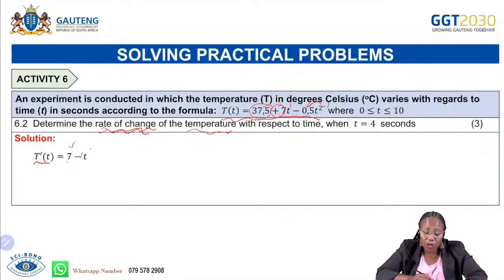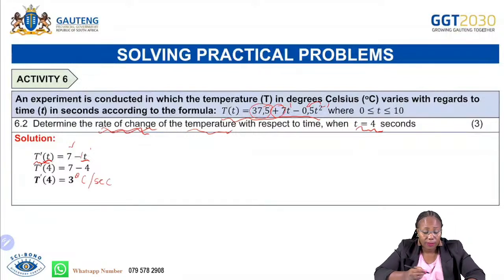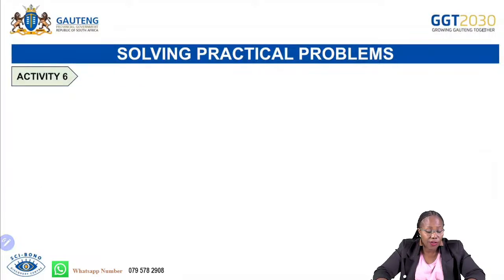When is at t equal to 4 now? We are using this t equal to 4. It will be a differentiated temperature at 4 seconds. Then we are substituting t with 4. Then it will be 7 minus 4. Then the rate of change will be equal to 3 degrees Celsius per second. Okay, so that is the answer for that, grade 12. That is how you answer that rate of change question.